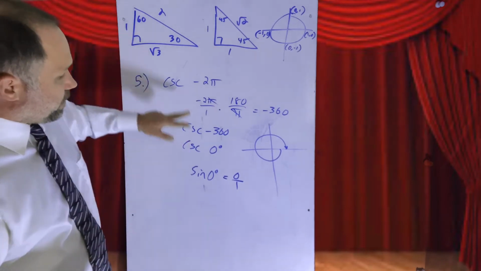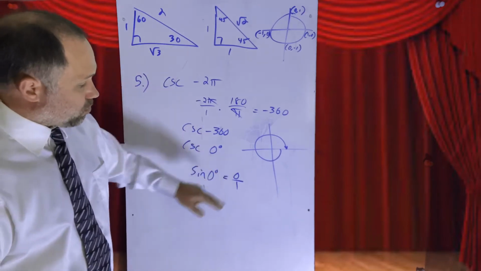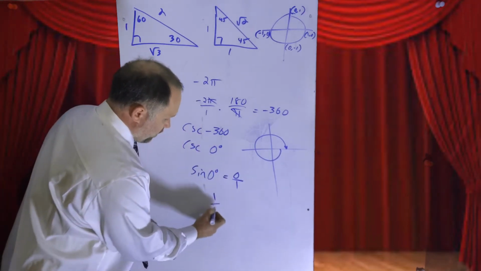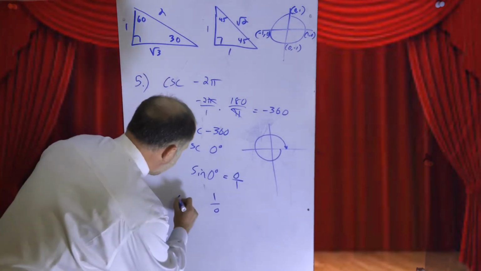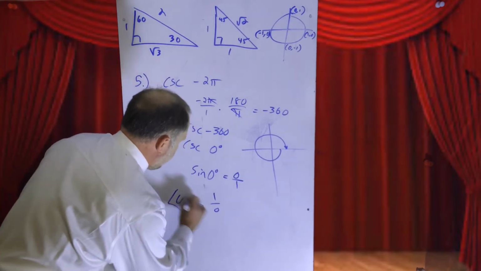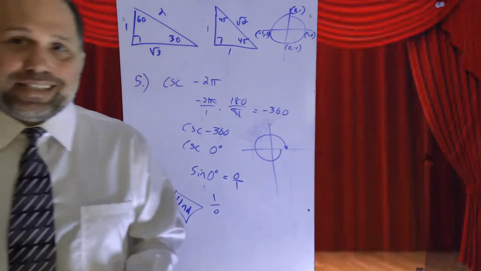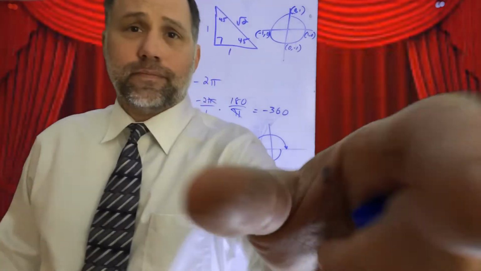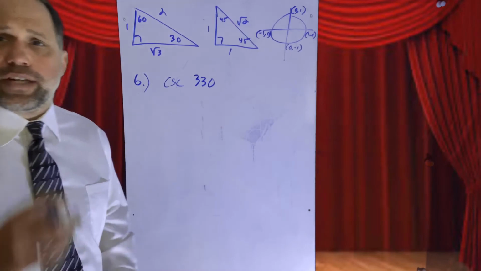So if I want to find the cosecant, I got to take this answer and flip it. When I take 0 over 1 and flip it, it becomes 1 over 0, which is a problem. So that becomes undefined. So the answer should have been undefined for that one because you have a 0 in the denominator.